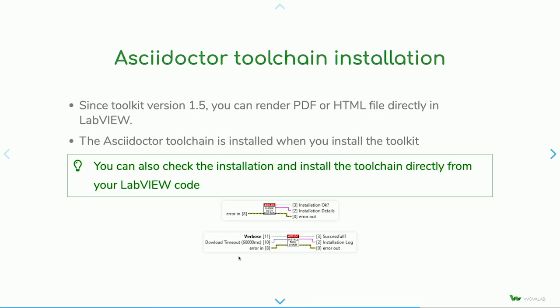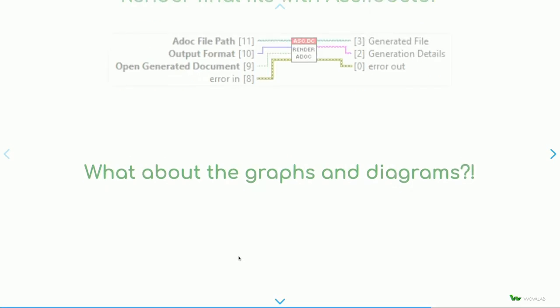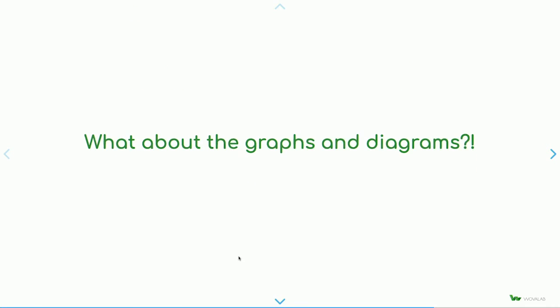So in the toolkit, you have two new functions. One that checks if the Asciidoctor toolchain is installed, and if it's not installed, you have a second function that installs the Asciidoctor toolchain. And then you just need to use the render Asciidoc file to generate the PDF or the HTML file. But what about the graphs and diagrams?